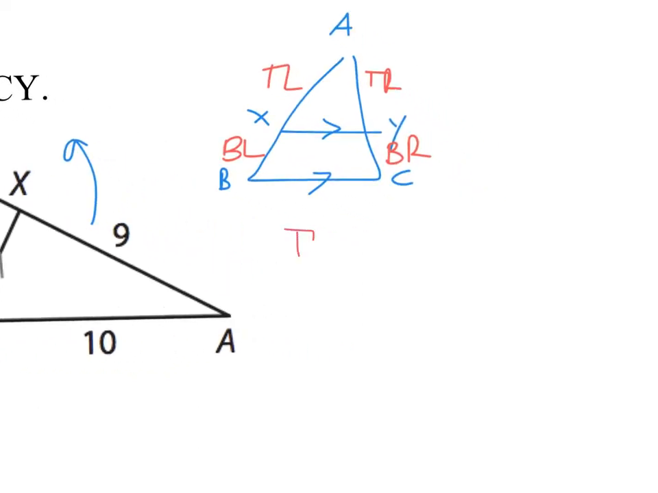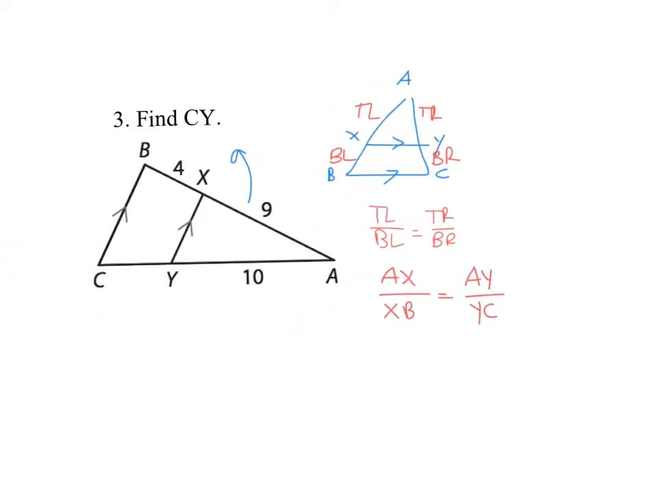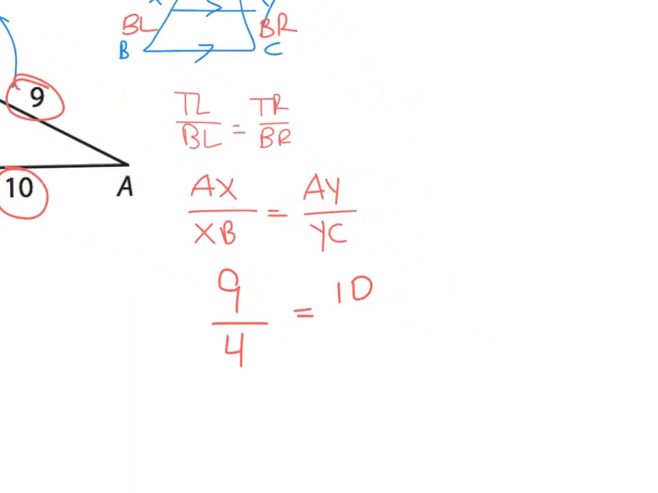So we're going to set up our proportion: top left over bottom left equals top right over bottom right, which, according to our triangle that we redrew, is AX over XB equals AY over YC. So if we look at our diagram, the distance AX is 9, XB is 4, AY is 10, and YC, we don't know what it is. I'm going to call it X.